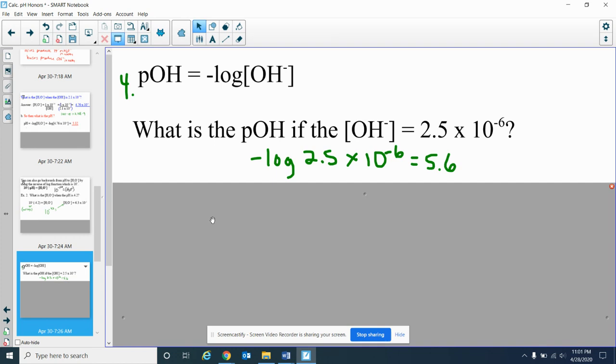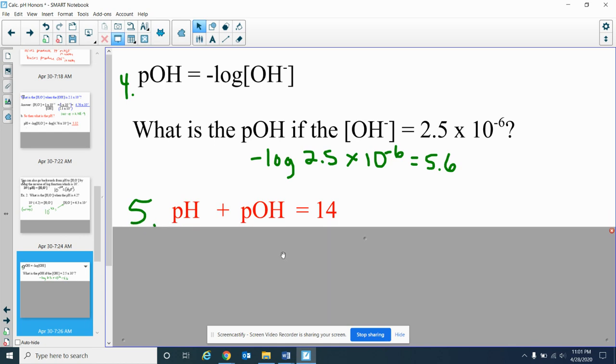But in general, we don't talk about pOH too much, but we can calculate it the same way that we calculate pH because the P means minus the log of. So pOH is minus the log of the OH minus concentration. So if the question was, what is the pOH if the OH minus equals 2.5 times 10 to the minus 6, then we would just plug in minus the log of 2.5 times 10 to the negative 6, and that would be 5.6. So that would be the pOH, not the pH.